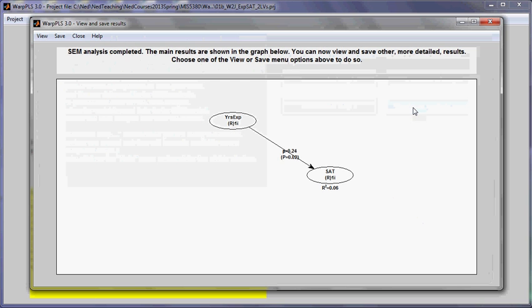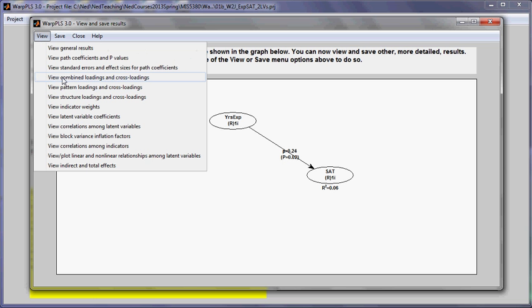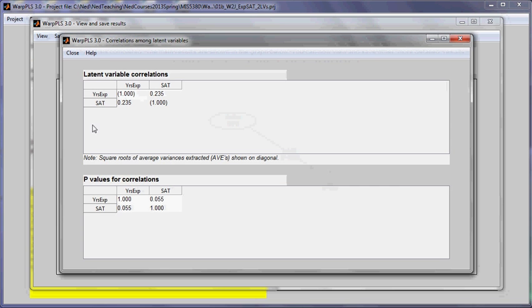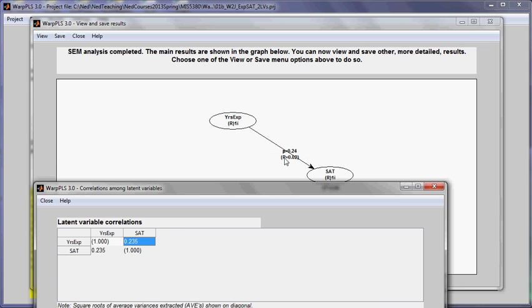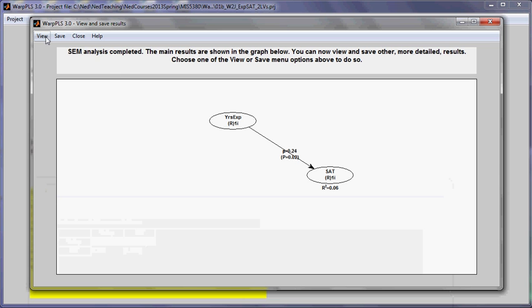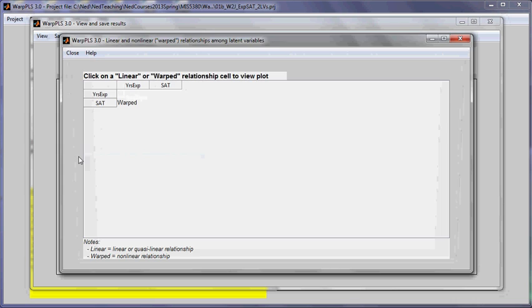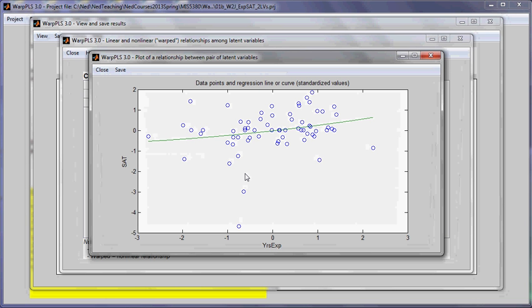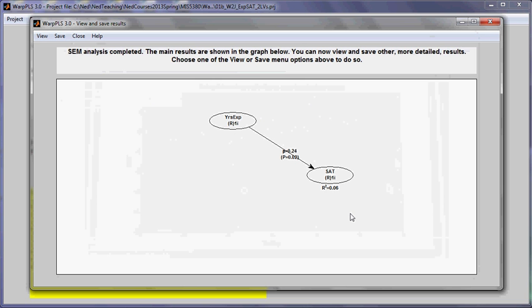So now I have the same model with those variables removed, and I can see here that the path coefficient and the correlation associated with that path coefficient, which should be the same, by the way, they have both the same sign. So this nonlinear analysis essentially tells me that the relationship is quasi-linear, and that for each one standard deviation variation in years of teacher experience, I have an increase of 0.24 standard deviations in SAT scores.